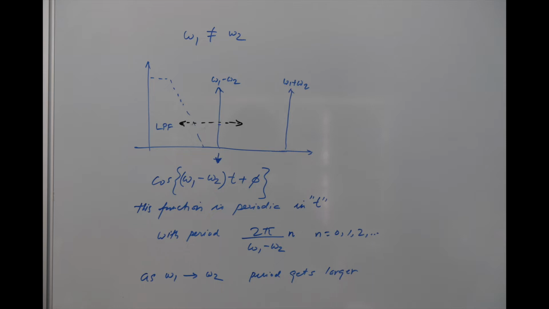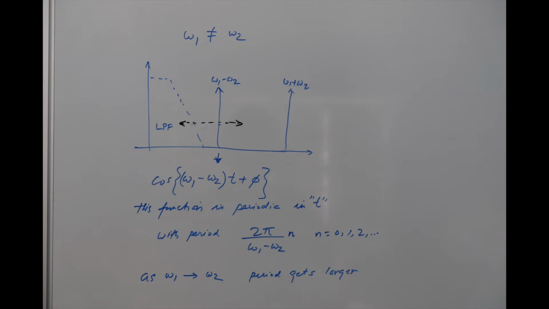But to generalize this, the function cos of omega 1 plus or minus omega 2 times t plus phi is a function that is periodic in t. That means we can say that this signal will repeat itself every 2 pi divided by omega 1 minus omega 2, times n, where n is equal to 0, 1, 2. So it's going to be periodic. That means it keeps going to 0 at a certain rate, and the period is determined by 2 pi over omega 1 minus omega 2.